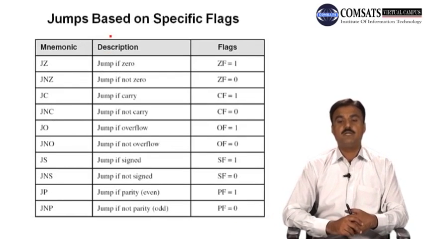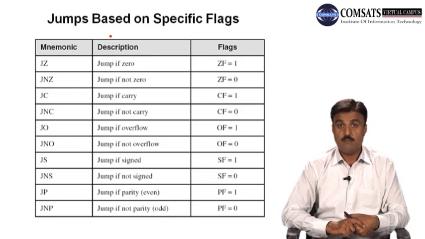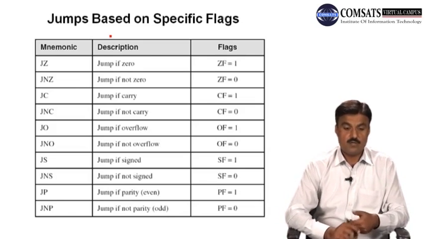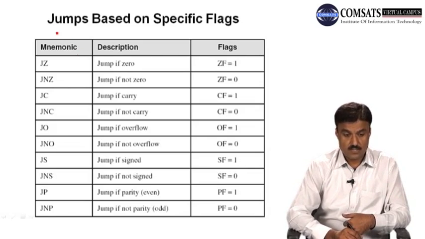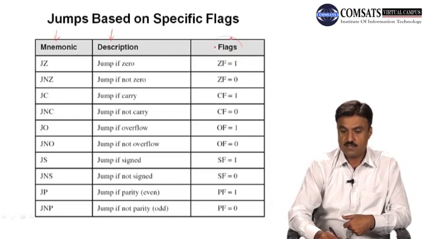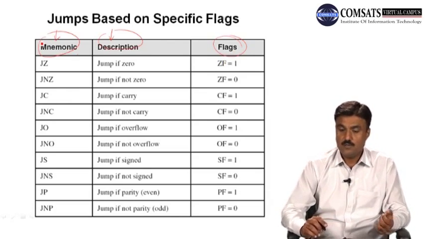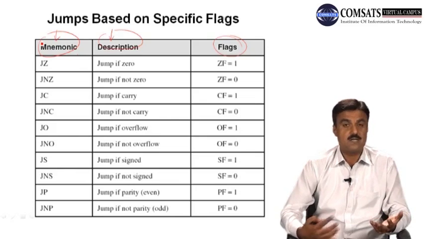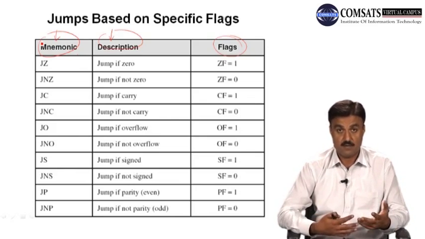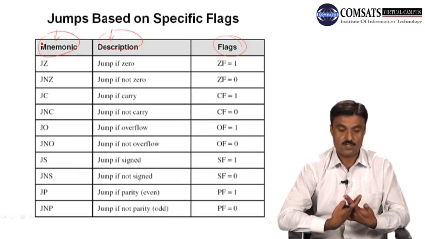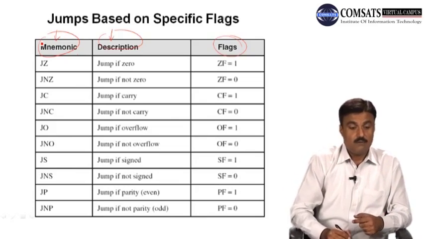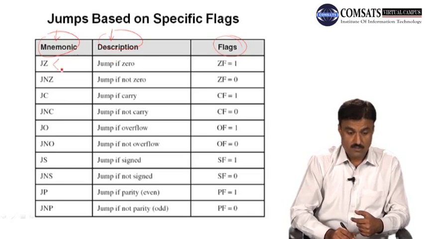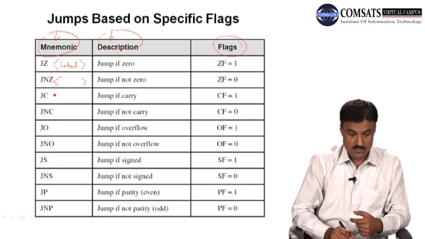Now, jumps based on the flag registers. Here you will see the mnemonics on the next slides, as we consider all the possible cases of jump: mnemonic, description, and flags. What is the condition, what is the status of the flag when this jump instruction will jump to the label? And one thing here: there should be a label. I am just going to write it here, so there should be a label after this JZ.